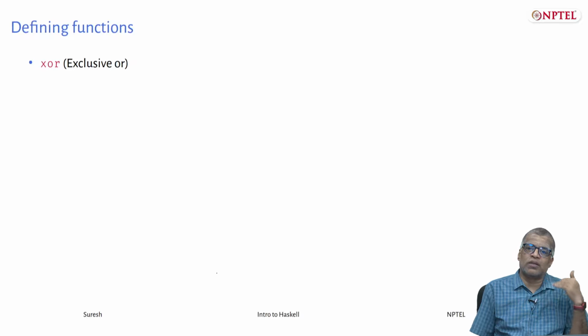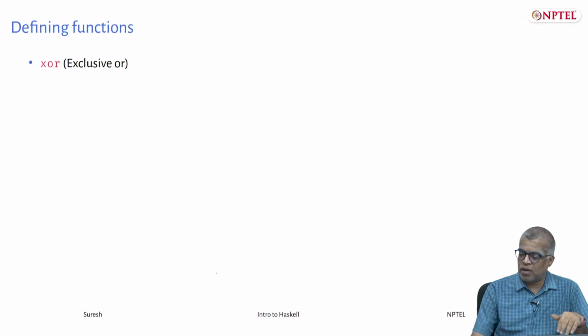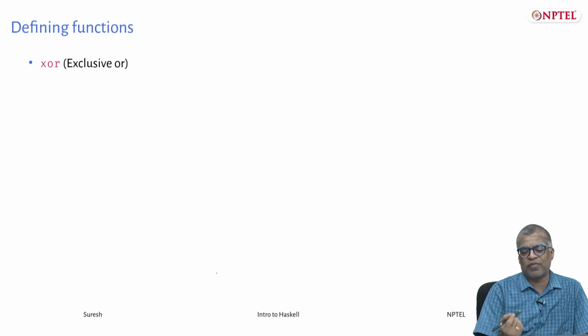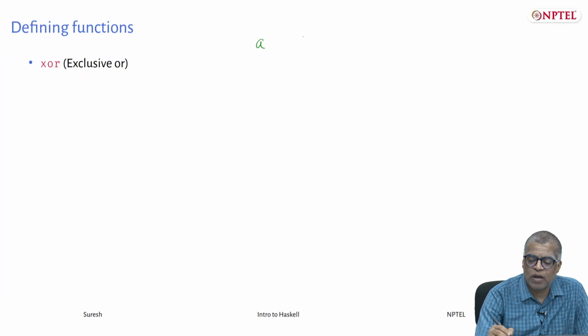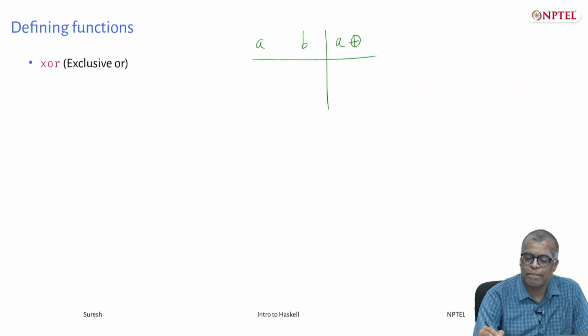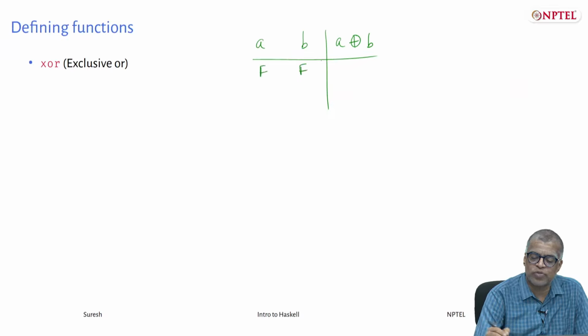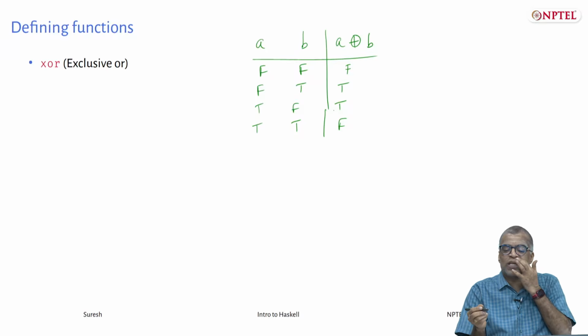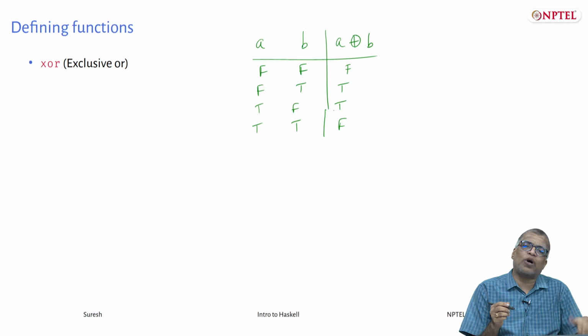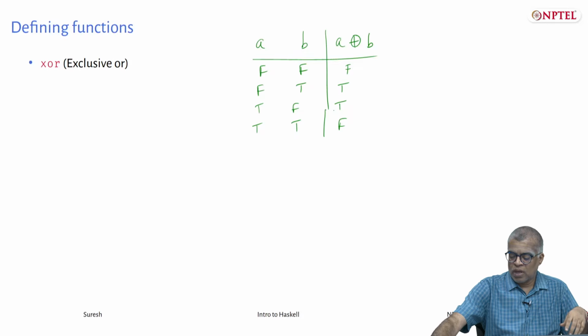Now, in this lecture, we will try to define a very simple function XOR, which we have already seen a definition for. Recall that if a and b are two Boolean values, then XOR is defined as follows. If a is false and b is false, XOR is false. If a is false and b is true, XOR is true. If a is true and b is false, XOR is true. And if a and b are both true, XOR is false. In other words, XOR is true exactly when the two inputs are different, and it's false when the two inputs are the same.